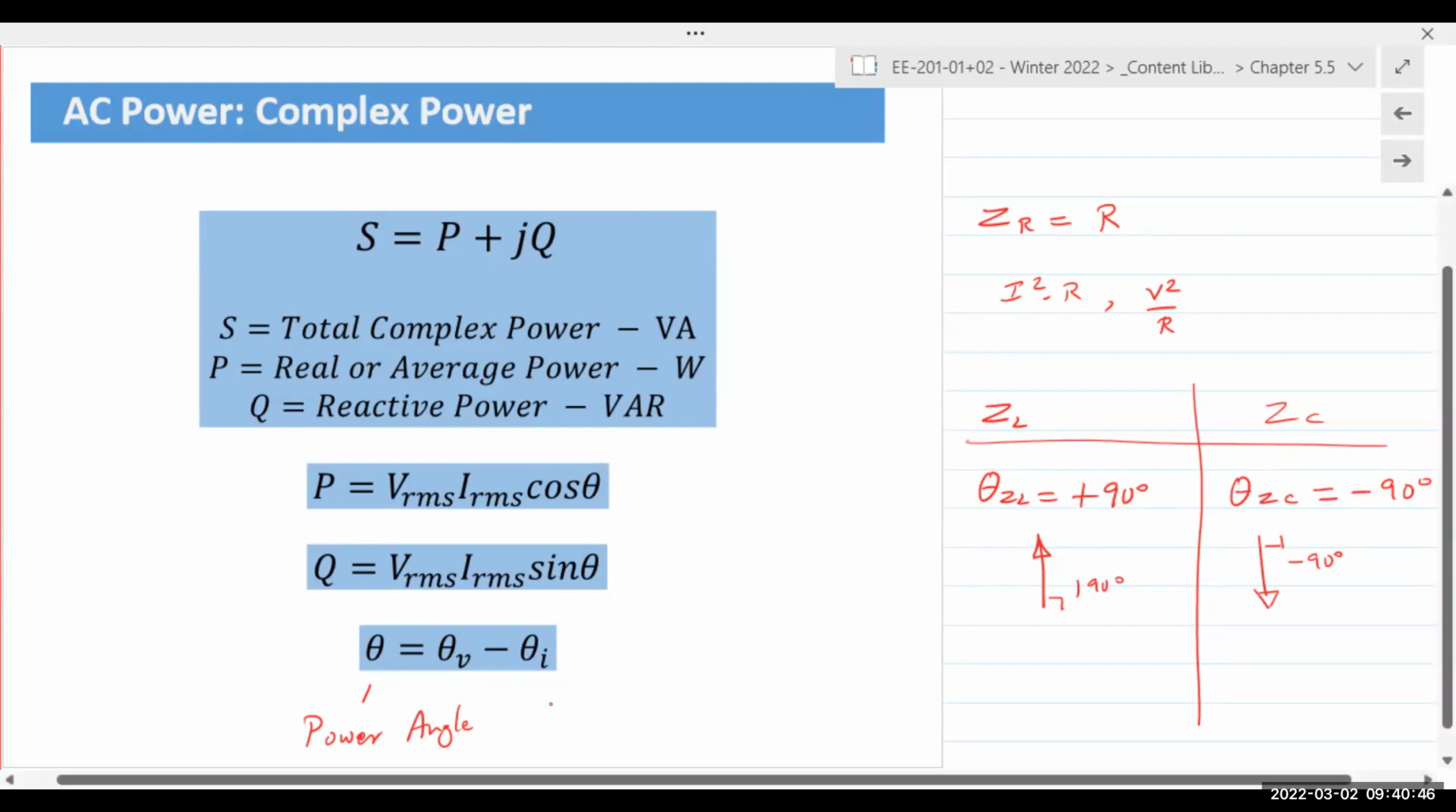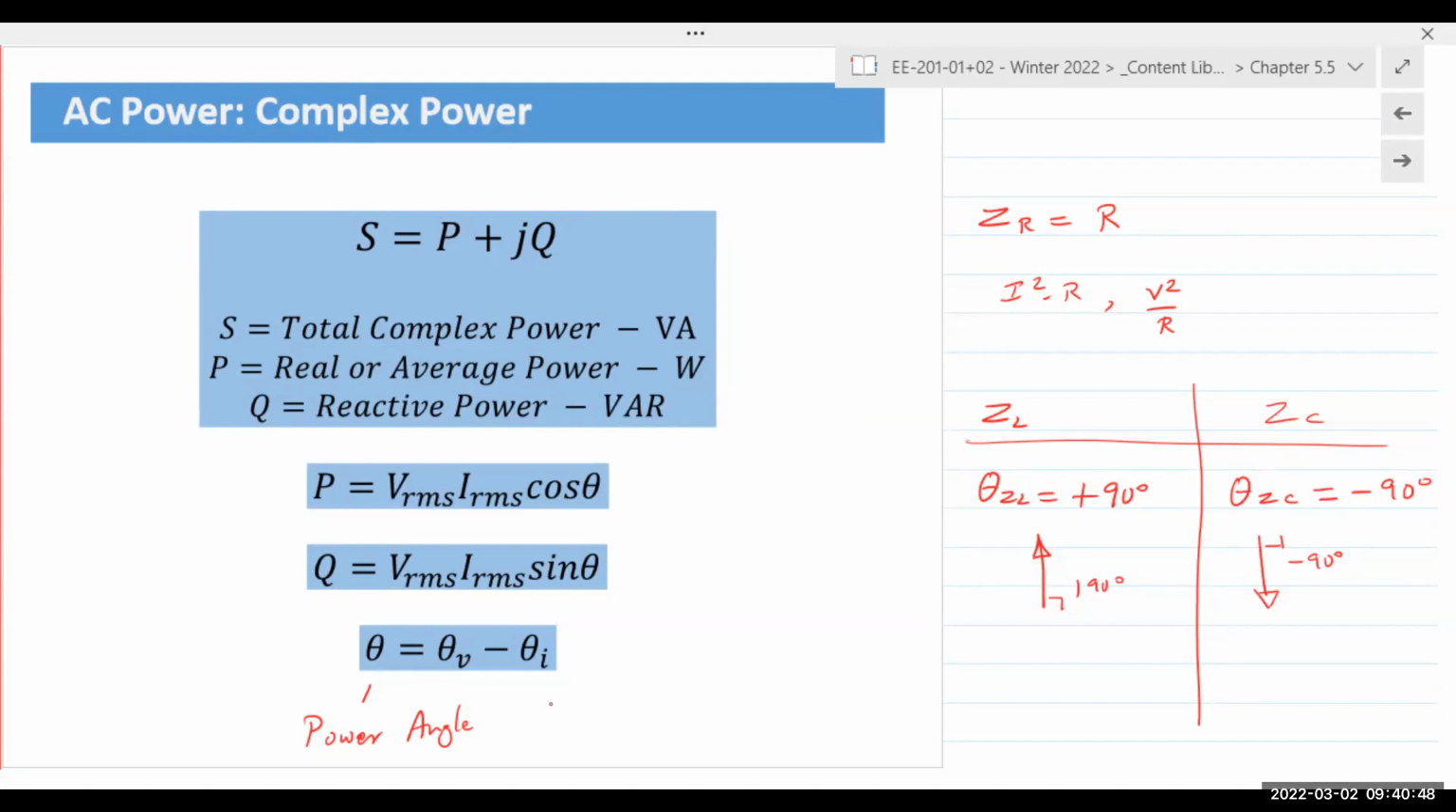Now, keep in mind, when you're trying to find P and Q, this equation refers to that single component. Okay? So if you're talking about a resistor, you can find the power for a resistor using this equation, but you would need the voltage, the current, and the phase angle for that resistor. Make sense? For a resistor, what is theta?